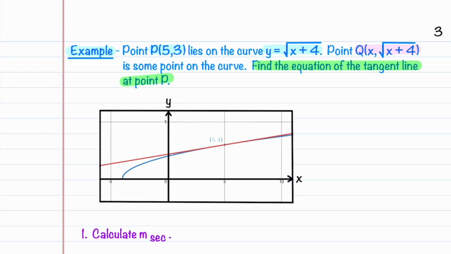I think it's always good to make a graph when you begin this type of problem so that you can visualize it. I made this graph on Desmos. It's a free graphing tool that I highly recommend using while you're studying calculus. Point P is located here at the point 5, 3, and point Q is going to be located to the right and to the left of point P. Let's write down that P has coordinates 5, 3, and then Q has coordinates x, square root of x plus 4.